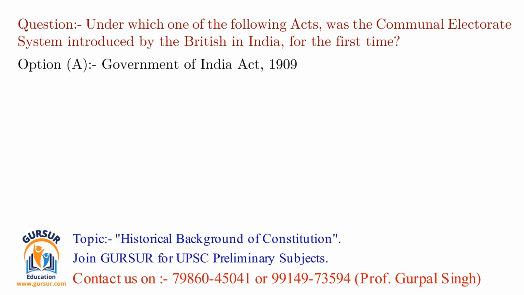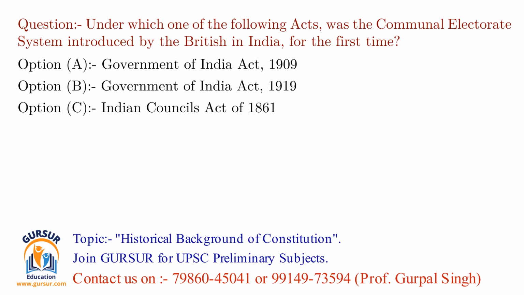The option A is Government of India Act 1909. The option B is Government of India Act 1919. The option C is Indian Councils Act of 1861. And the option D is Indian Councils Act of 1892.